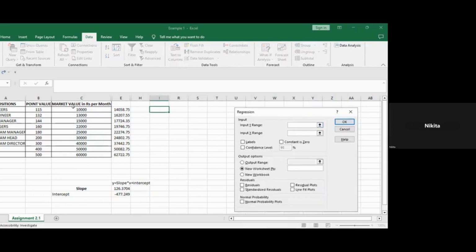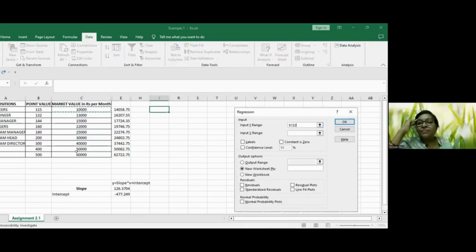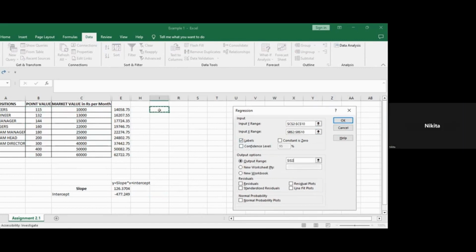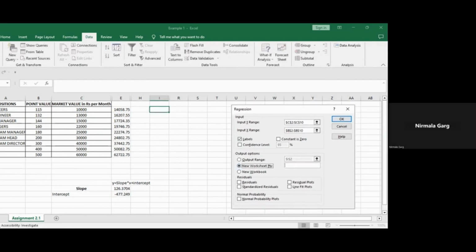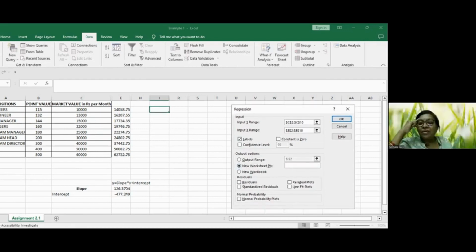Y will be market value. Y is always your market value. Right. X is your point value. Right. Label, yes. Output where you want. New sheet? Right here. No, it will be too small there. Okay, so you want a new worksheet. Okay. Then click on your line fit plots just to have that. Yes.